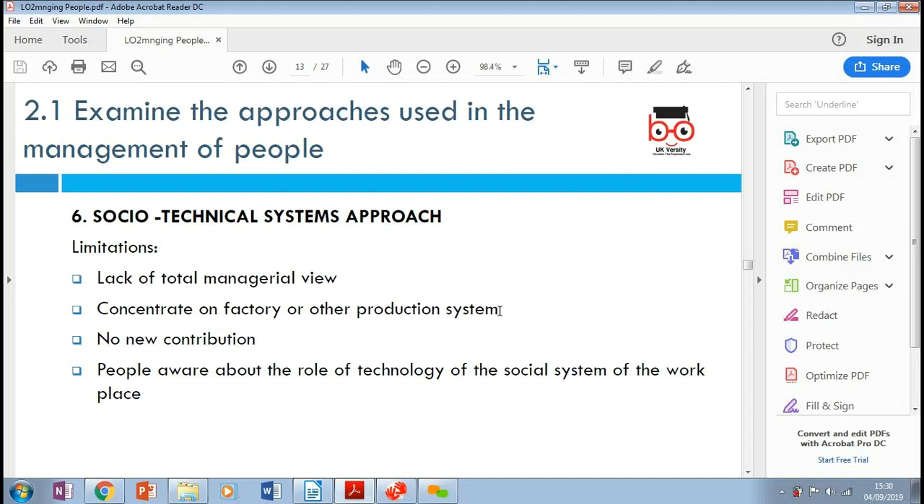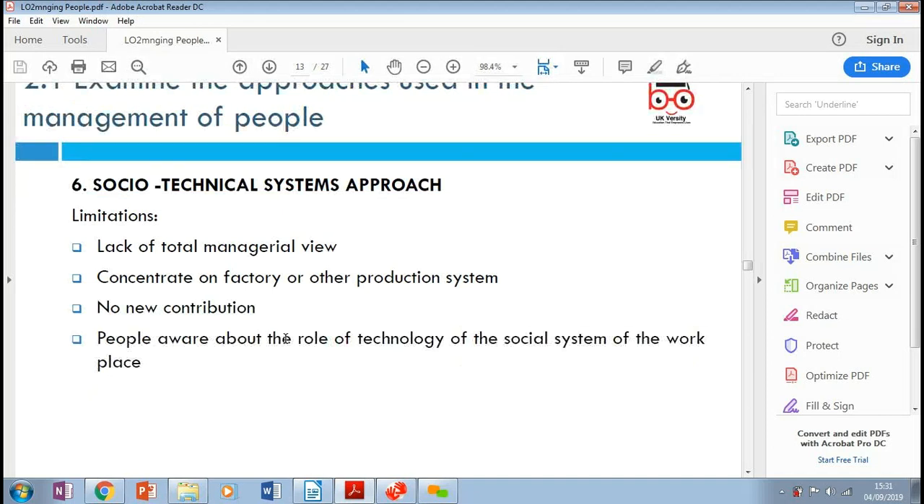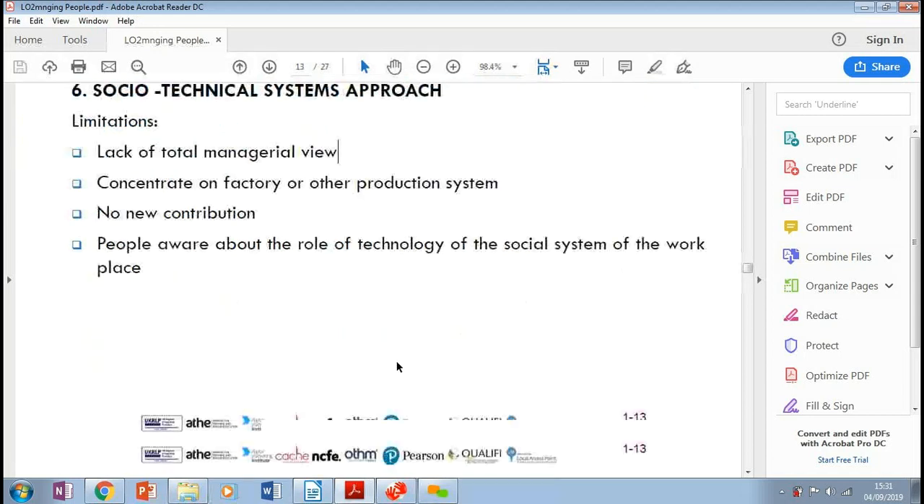It has a heavy emphasis on technology. Obviously, it was written quite some time ago, and at that time a lot of factories and production systems were around. So that's why people tended to use this approach when they were looking at the best way to manage people. It's been around for a long time. But at least it emphasised that you can't ignore one for the sake of the other. You can't ignore technology when you're looking at the human relations approach, and you can't ignore the human relations approach when you're looking at technology. It works both ways. It's a two-way street. That's why they call it socio-technical systems.